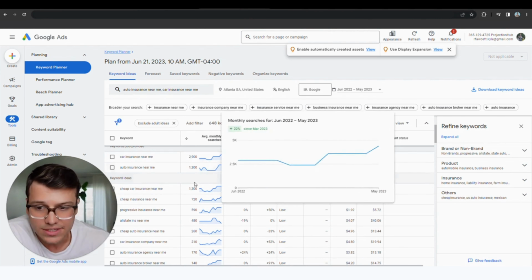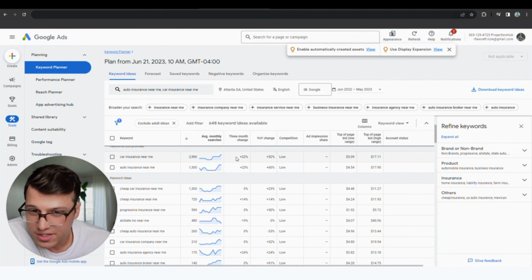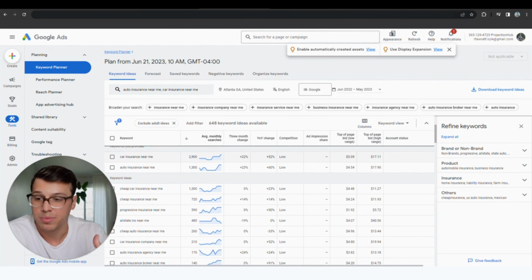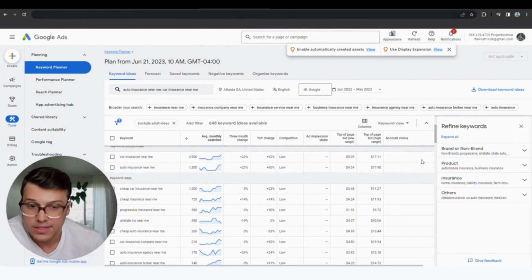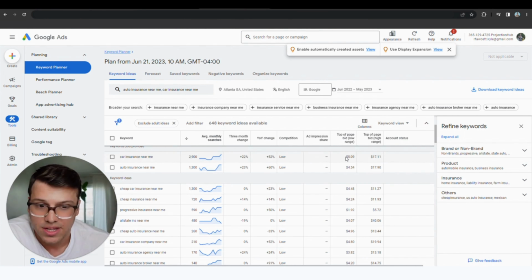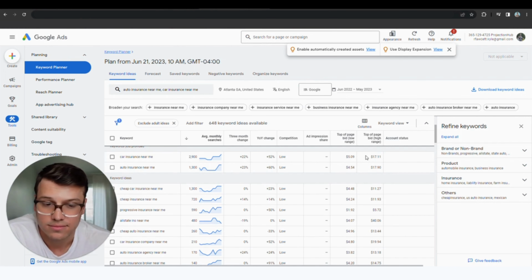Okay. That's a healthy amount. And then the more important thing here is this trend data. Year over year, 3 month up 20%, year over year up 50%. So that's a big growth in people needing car insurance, right? That's a good indicator to me. But again, because it's a very competitive industry, if you were to advertise for that, these bid ranges are pretty high. And you can bet your bottom dollar that the big boy insurance agencies are going to be bidding at the top range of that. So it's going to be hard to compete on that front.